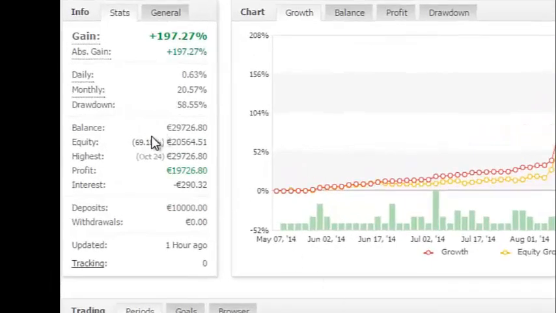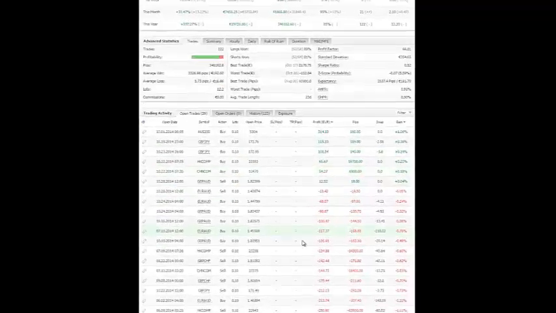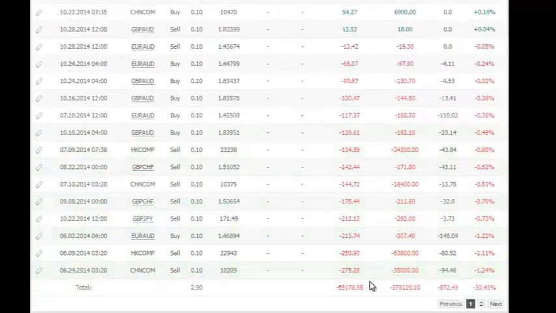The minus floating positions are connected with this information here: balance, equity and profit. The balance is nothing else but a deposit plus registered profit. The equity is the current situation on our account, if all positions were now closed, including those in green as well as those in red, all the positions. There would be 20,564 euros on this account. However, the registered profit is 29,726 euros because there are certain positions which are in the minus floating positions.